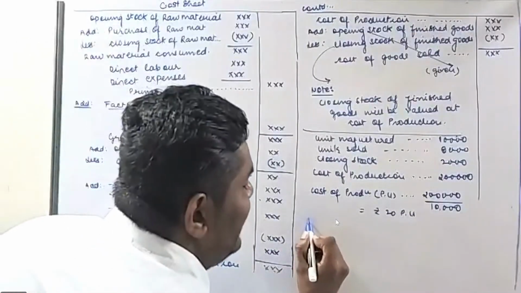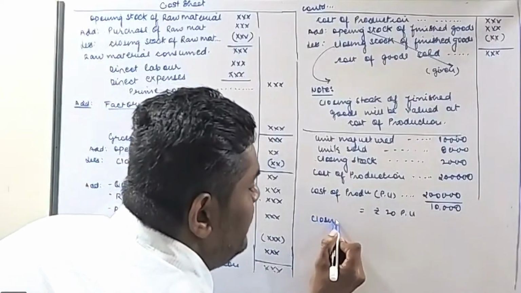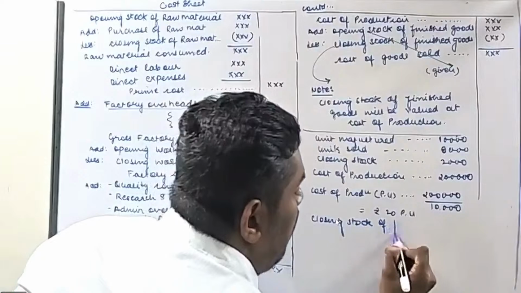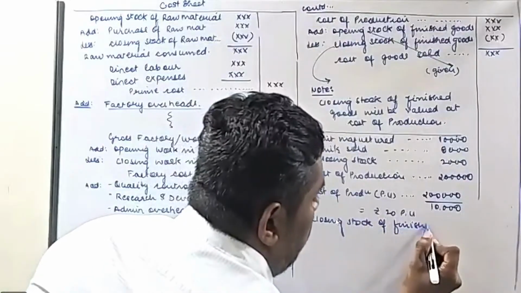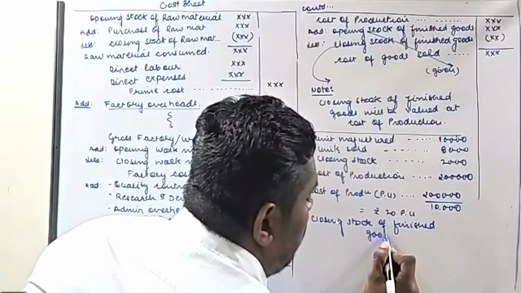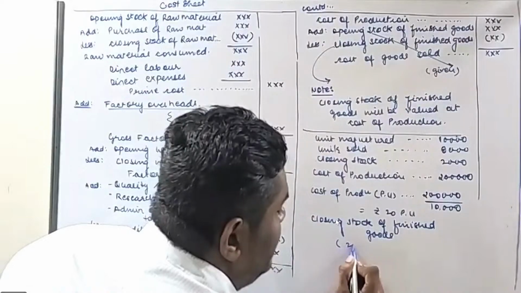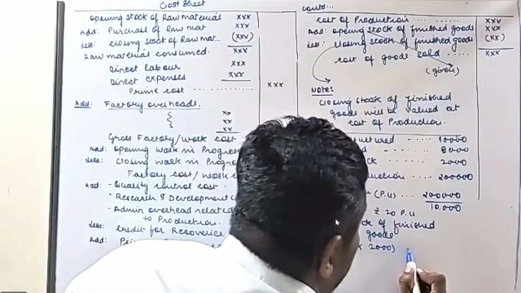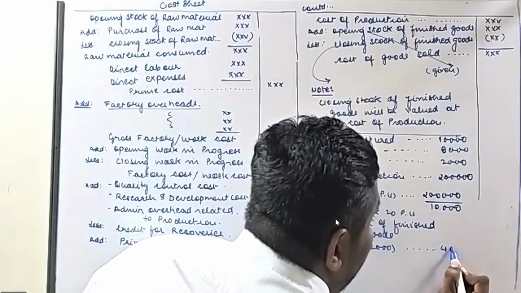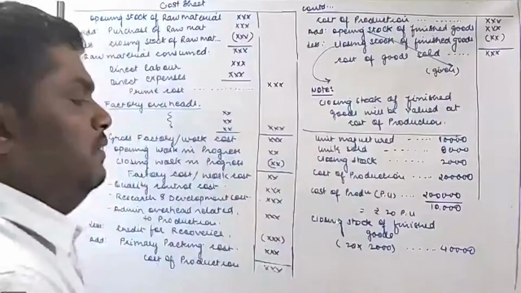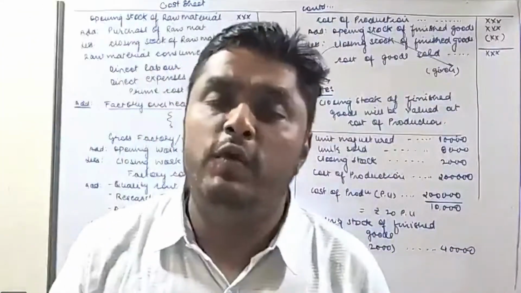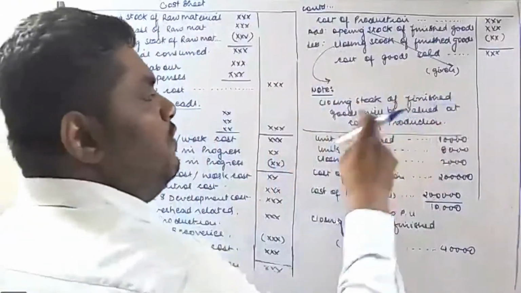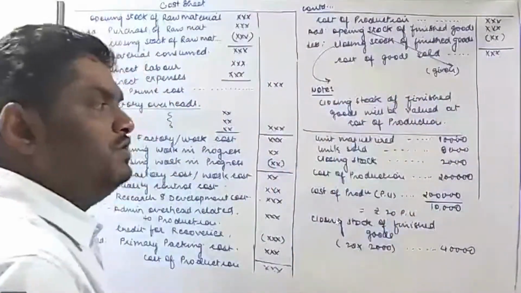Now we can say the value of closing stock of finished goods will be how much? That is 20 into how many units? 2,000 units. So this will be 40,000. So this is how the value of closing stock of finished goods will be done. Wherein I repeat again, the closing stock of finished goods will be valued at cost of production.